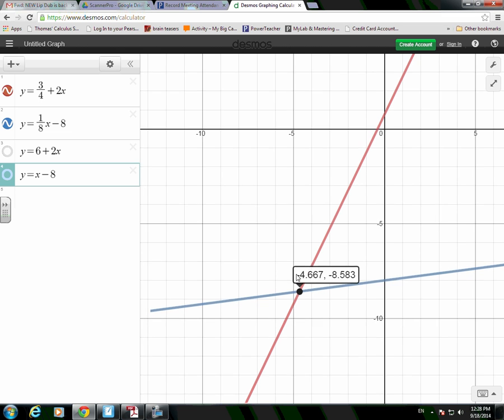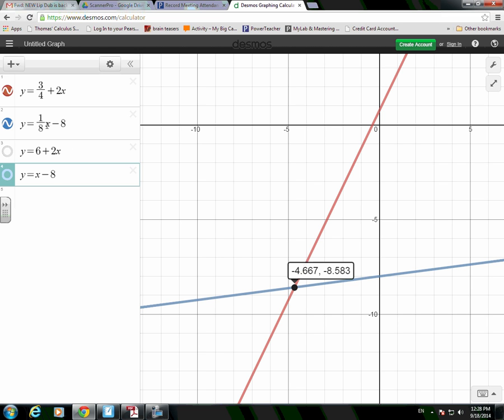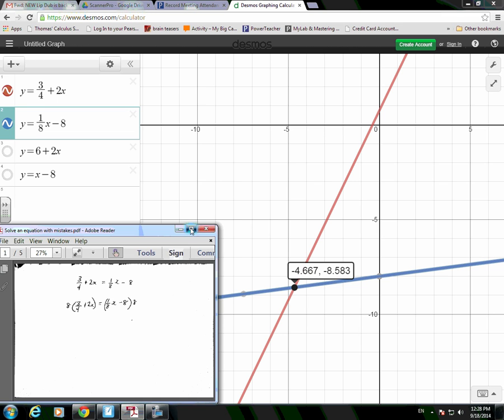What I'm interested in is what value of x can go here and here that will make the y values the same. So if x is negative 4 2/3, then both y values will be the same, and that's going to be negative 8.583 approximately. So that is the solution. That negative 4 2/3, that's the solution to the equation. It's definitive. Now let's go back and look at the algebra.